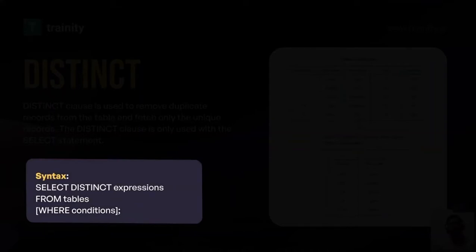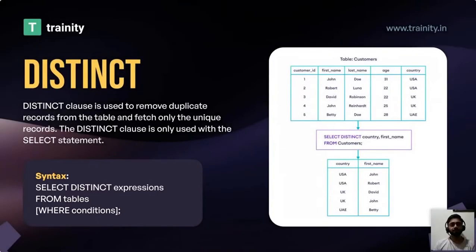That is, after select, you have to write the distinct clause. And after distinct, you write the columns that you want to show only the distinct values from. And then the from statement and the where conditions are pretty much standard, right? So in order to explain this and do a practical on this, let me go back to my SQL workbench.